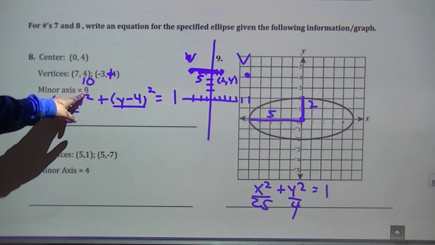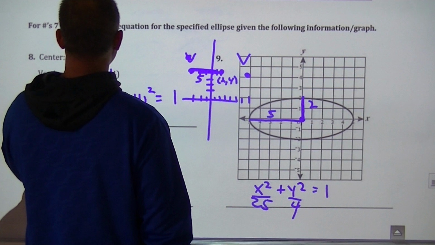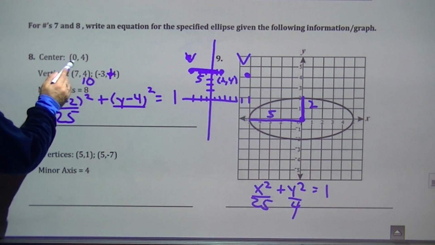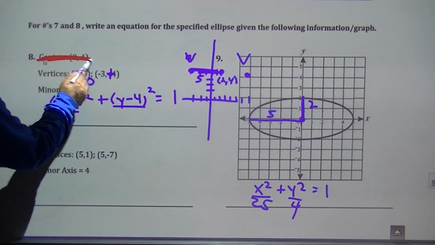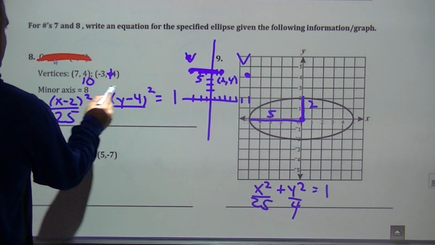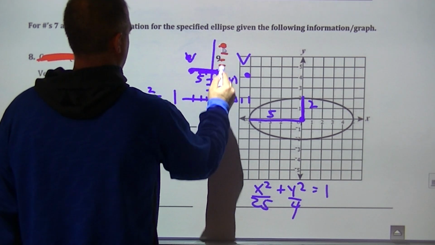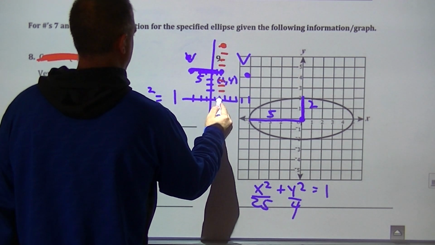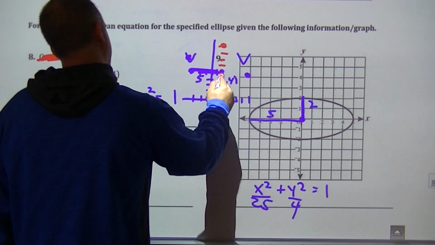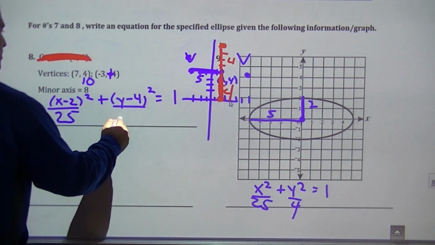If the minor axis is 8, what that means is, yeah, so ignore this center deal. That shouldn't be here. Okay, all right. So minor axis is 8, so that's 4 each way. 1, 2, 3, 4. Okay, 1, 2, 3, and 4. So it's 4 this way, 4 this way. So it's 4 each way. So that would give me a total of 16.